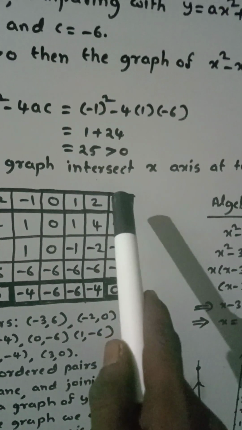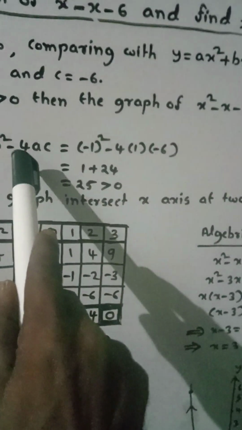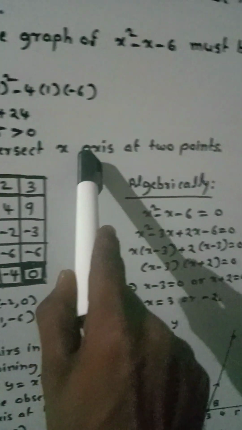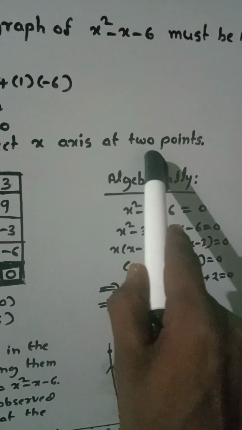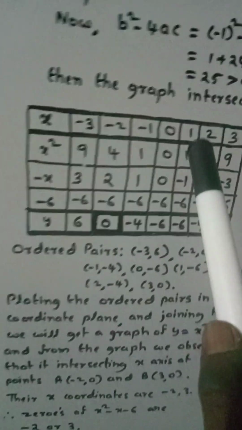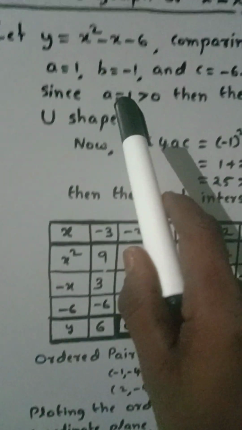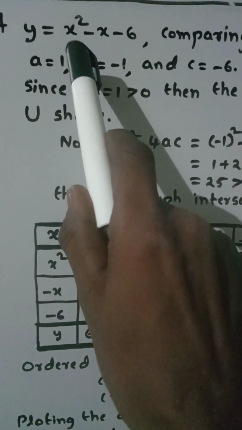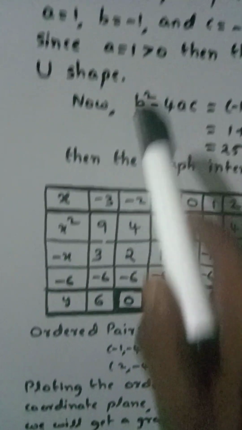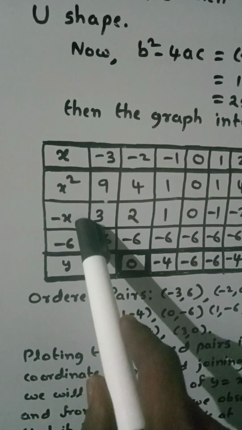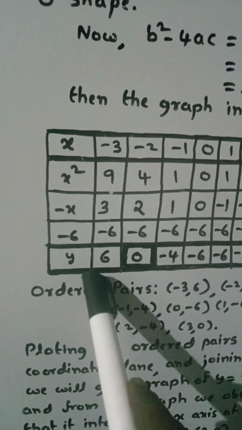So for drawing the graph of x square minus x minus 6, first we need to prepare a table. In this problem, b square minus 4ac is greater than 0, so the graph intersects the x-axis at 2 points. Now, the terms of the given polynomial are x square, minus x, and minus 6, so we have to take these in the middle of x and y in the table.